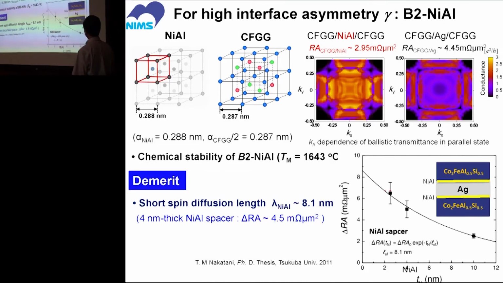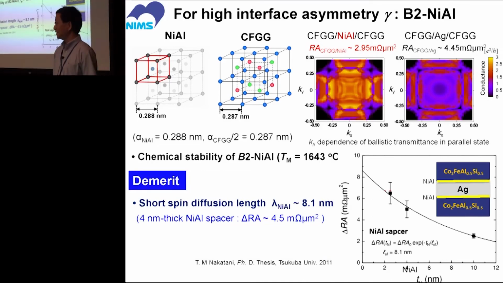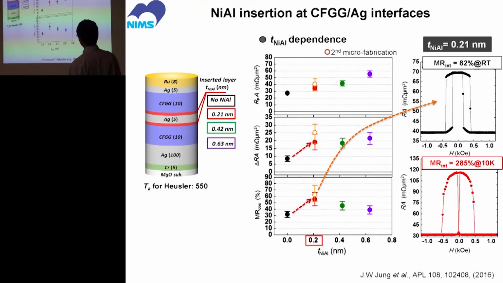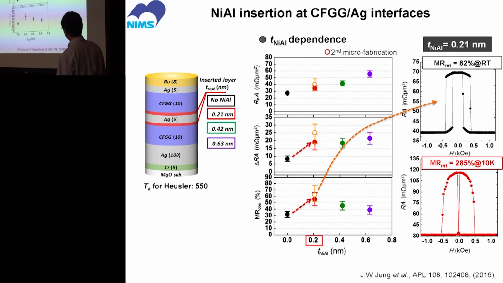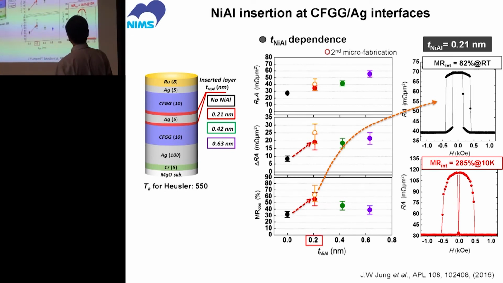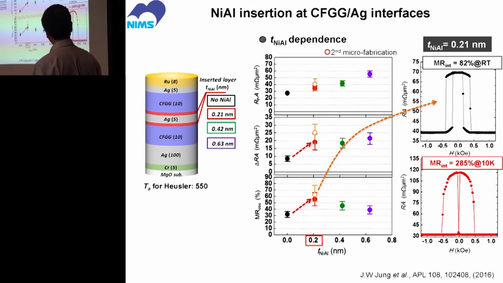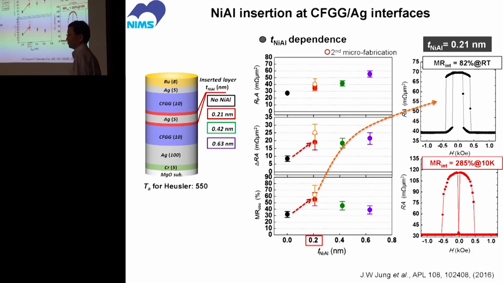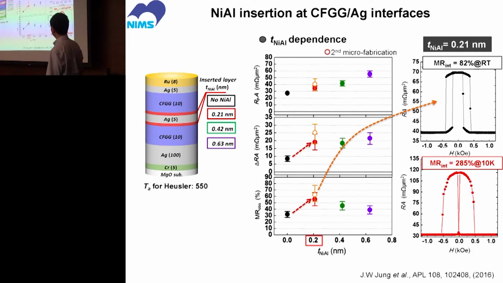So we thought, why don't we put nickel aluminum only at the interface and use silver with long spin diffusion length as a spacer? Then this is the result. We put nickel aluminum between silver and CFGG, and as a function of thickness, we get a peak MR ratio at 0.2 nanometer nickel aluminum. This is the MR output at room temperature, 82%, and the RA value is 40 milliohm square micron. And when we measure this at 10 Kelvin, this becomes 280. A very large value for CPP-GMR.